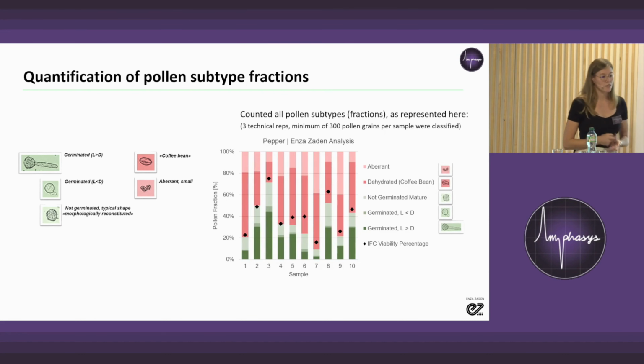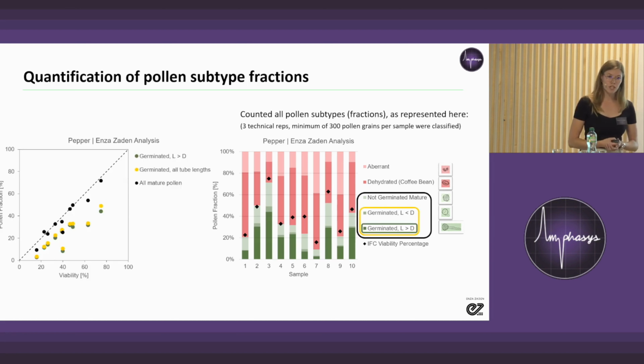So we quantified all of these pollen fractions. Here you see an example of the pepper batches. On the x-axis, it's 1 to 10, the 10 different samples that we included. And this is the analysis that was done at Enza Zaden. You can see that all fractions are indicated in different colors, and in black, you see the Amphasys viability percentage.